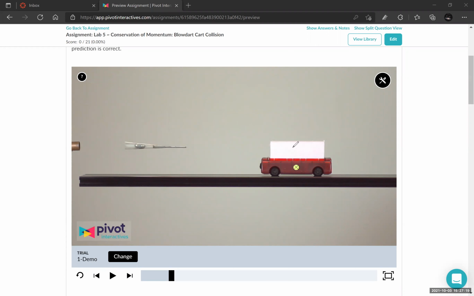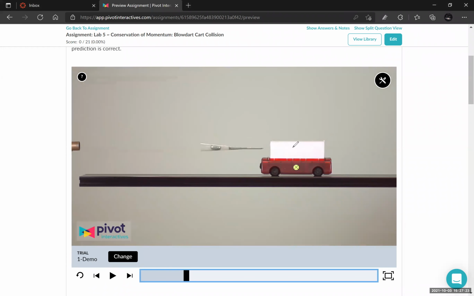And then what I will have here is the collision, the instant of the collision, and then they're going to stick to one another. Then after that, the system moves as one.